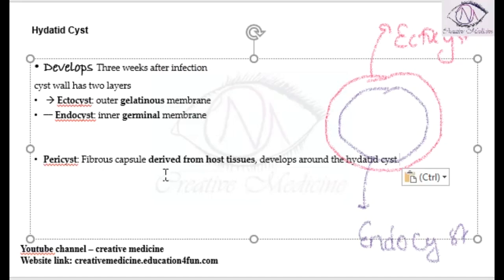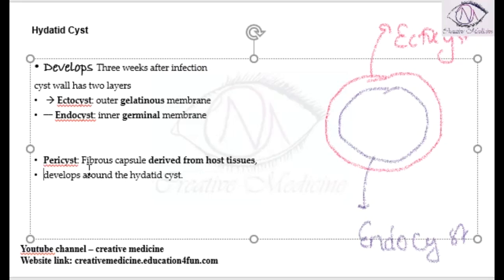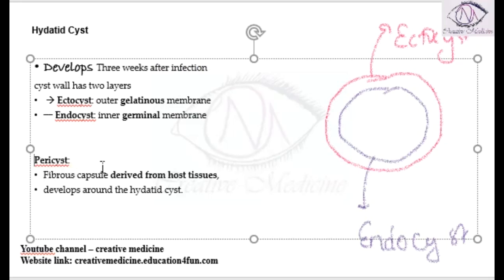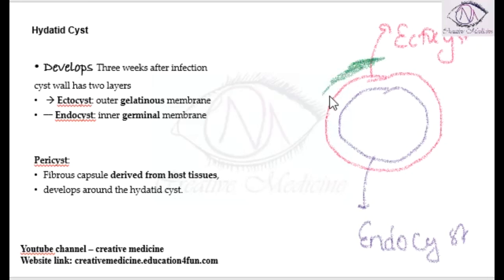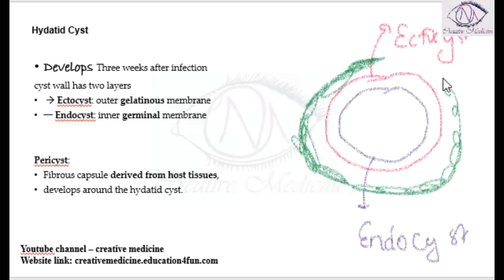This pericyst is a fibrous capsule which develops around the hydatid cyst. It is actually derived from the host tissues. So this is the pericyst, developed from the host tissues.